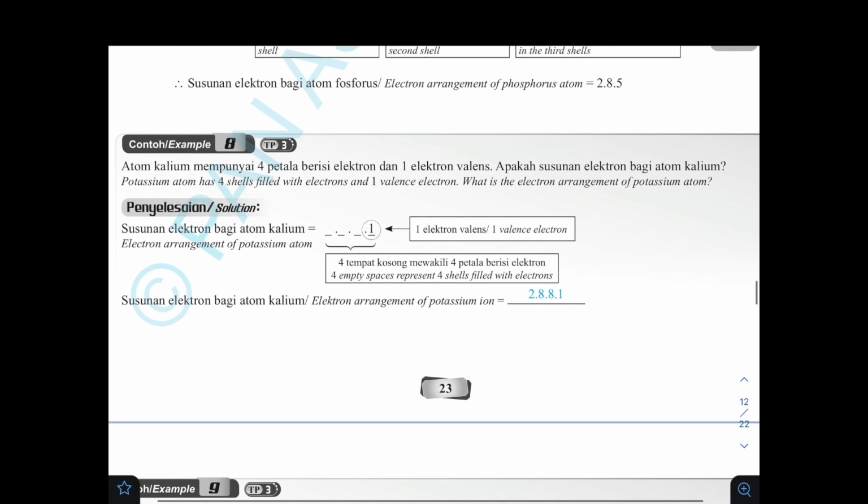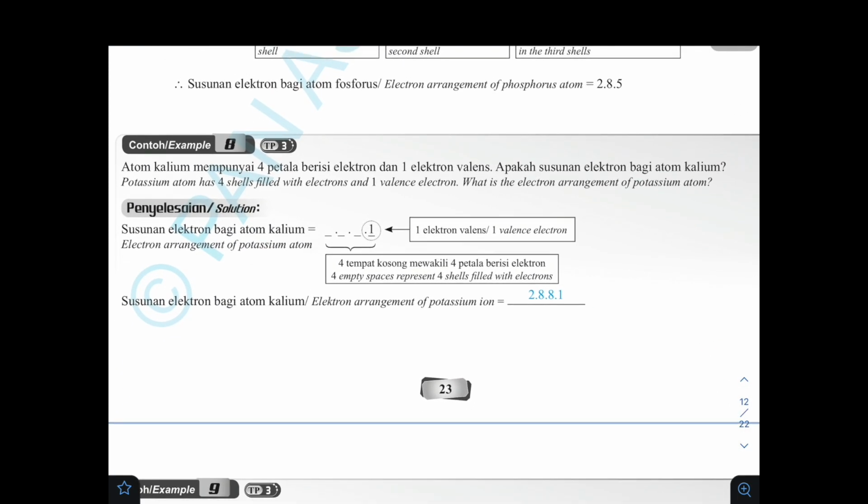Baik. Potassium atom has 4 shell filled with electron and 1 valence electron. What is the electron arrangement of potassium atom? So dia sudah bagi valence electron which is 1. So kita tulis dulu valence electron dia. And then dia kata 4 shell filled with electron. Maksudnya dalam atom ini dia mempunyai 4 shell. So this is the 4th shell which is 1.